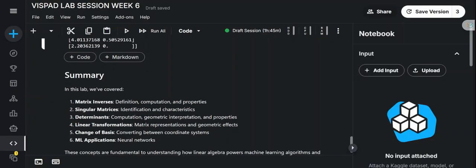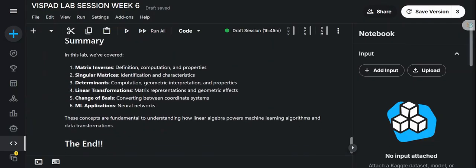So in this lab, we covered matrix inverses, singular matrices, determinants, linear transformations, change of basis, and we also saw how linear transformation and matrix inverses are applied in machine learning, specifically neural networks. All right, so these concepts are very, very important, and they are fundamental to actually understanding how linear algebra is relevant to machine learning, and how it causes machine learning algorithms to work and function the way that they do, and also how it affects data transformations.